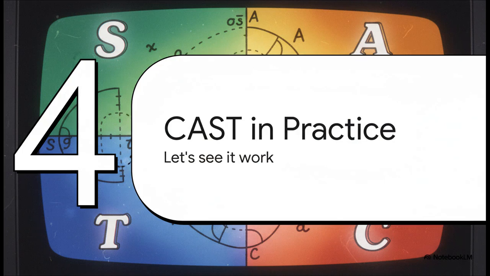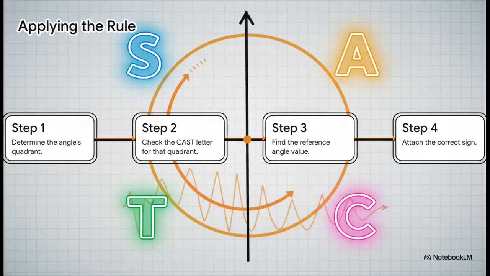Okay, enough theory. The best way to really get this is to see it work. So let's put this tool into practice and solve a few problems. The process is incredibly simple. All you have to do is 1. Figure out which quadrant your angle falls into, and 2. Look at the CAST letter for that quadrant. That letter tells you which function is positive, which means everything else has to be negative. Done. You found the sign.